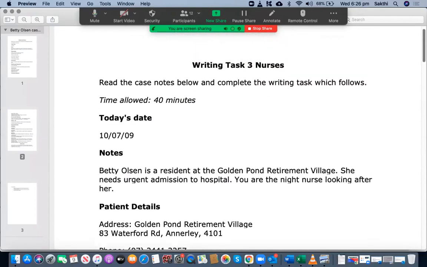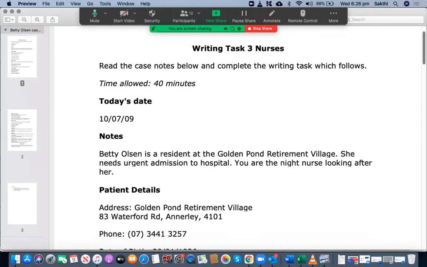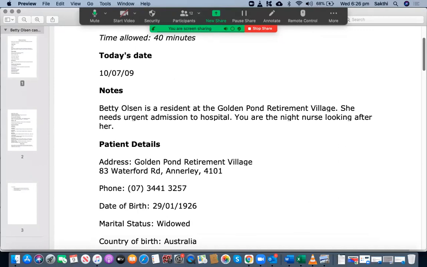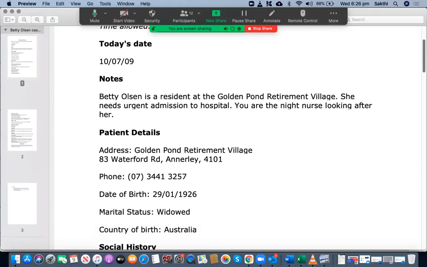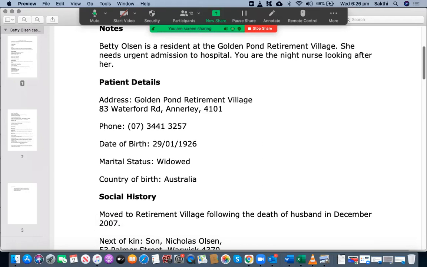Okay, let's go here. So read the case notes below. Time allowed 40 minutes. Today's date. Betty Olsen is a resident at the Golden Pond Retirement Village. She needs urgent admission to the hospital. You are the night nurse looking after her. Address: Golden Pond Retirement Village, 83 Waterford Road, Annerley, 4101.